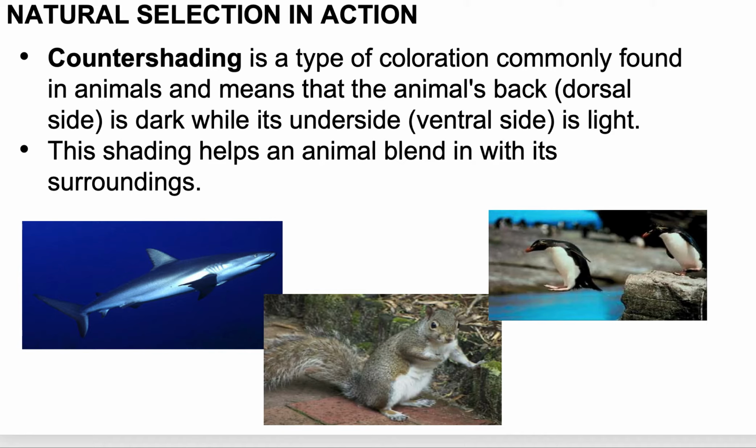Next up is counter shading. It's a type of coloration commonly found in animals and means that the animal's back, or the dorsal side of the animal, is dark while its underside or ventral side is light. The shading helps the animal blend in with its surroundings generally. For instance, with sharks and other fish that have this, as a predator is looking up, the white belly will blend in with the lightness coming from above, versus if they're looking down in the water at it, the dark top side blends in with the darkness of the bottom of the ocean.